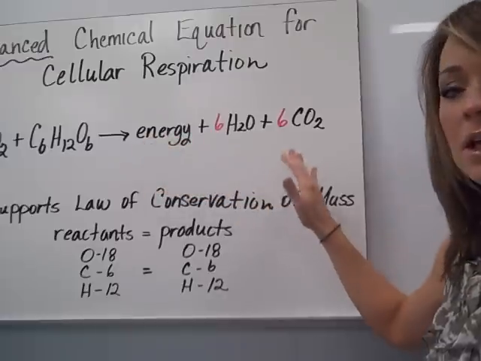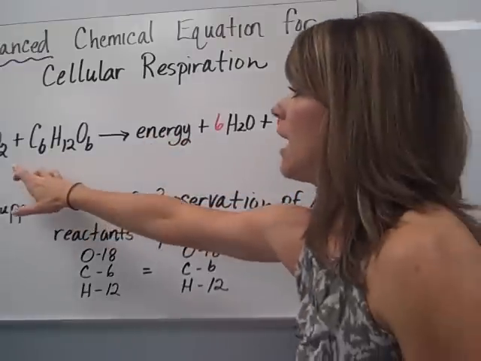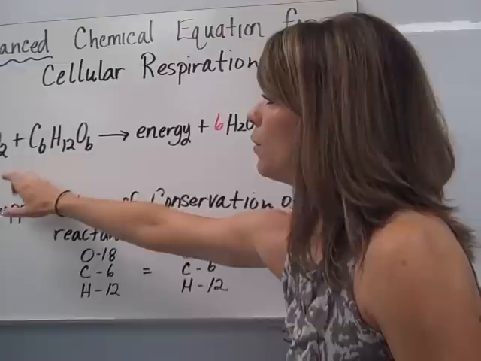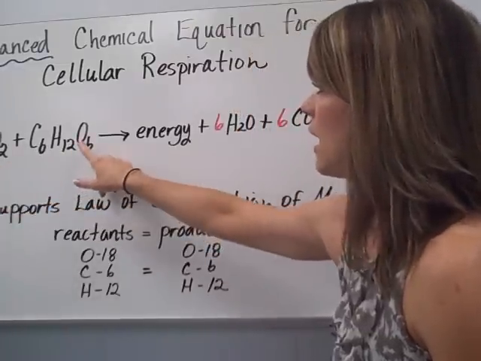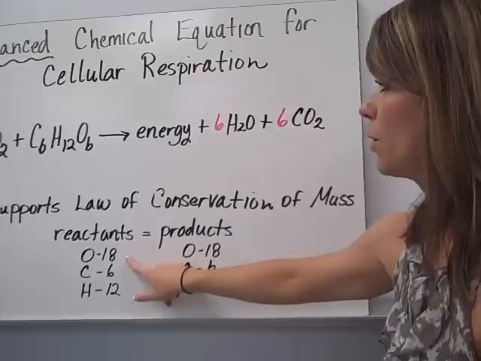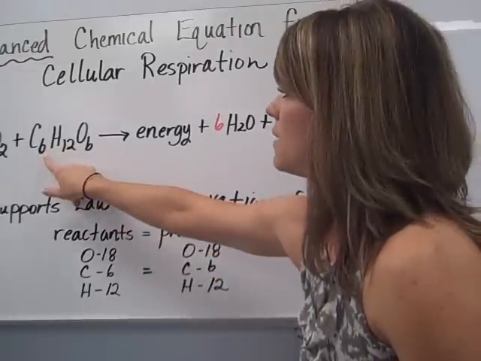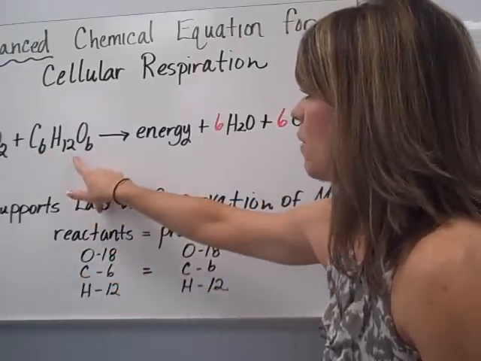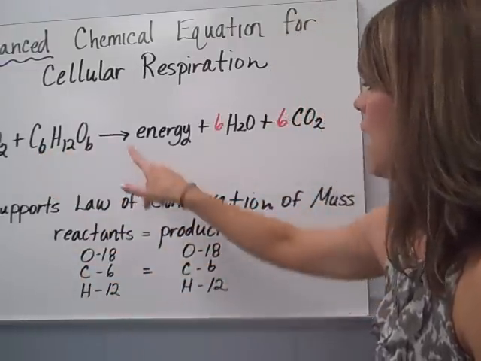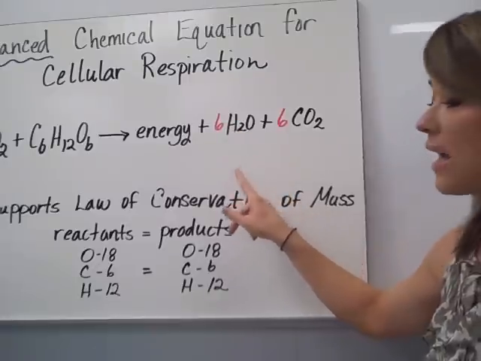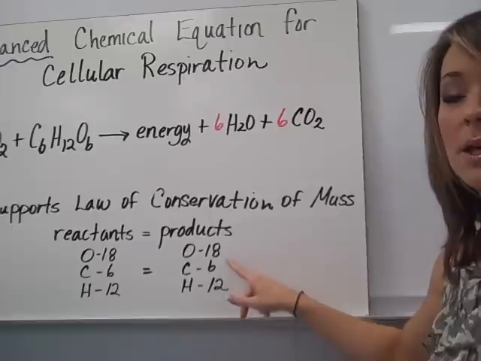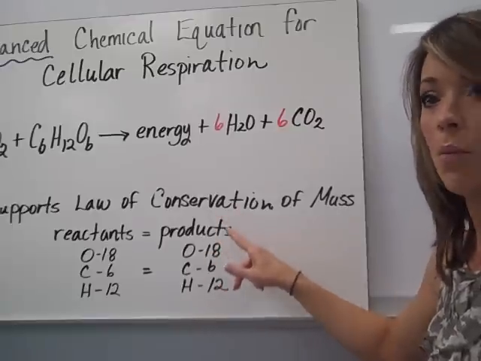So anytime cellular respiration occurs, you're going to have 6 molecules of O2, so there's 12 oxygen, and you have 6 oxygen here for a total of 18. You have 6 carbon atoms, and you have 12 hydrogen atoms. After the reaction, again, you're going to have the exact same number because all of those atoms are present somewhere.